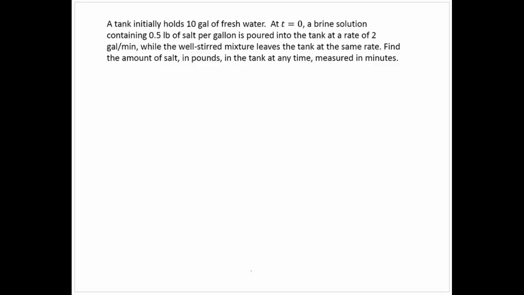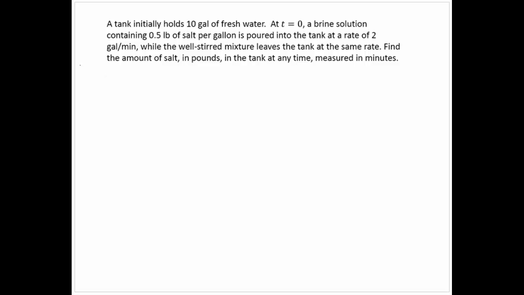All right, let's read through the problem. A tank initially holds 10 gallons of fresh water. At t equals 0, a brine solution containing 0.5 pounds of salt per gallon is poured into the tank at a rate of 2 gallons per minute, while the well-stirred mixture leaves the tank at the same rate. Find the amount of salt in pounds in the tank at any time measured in minutes.